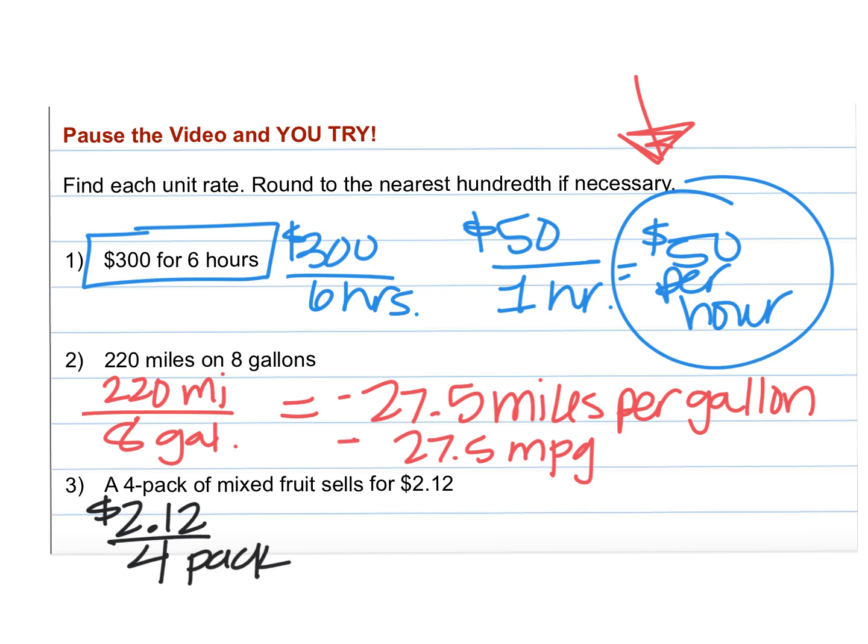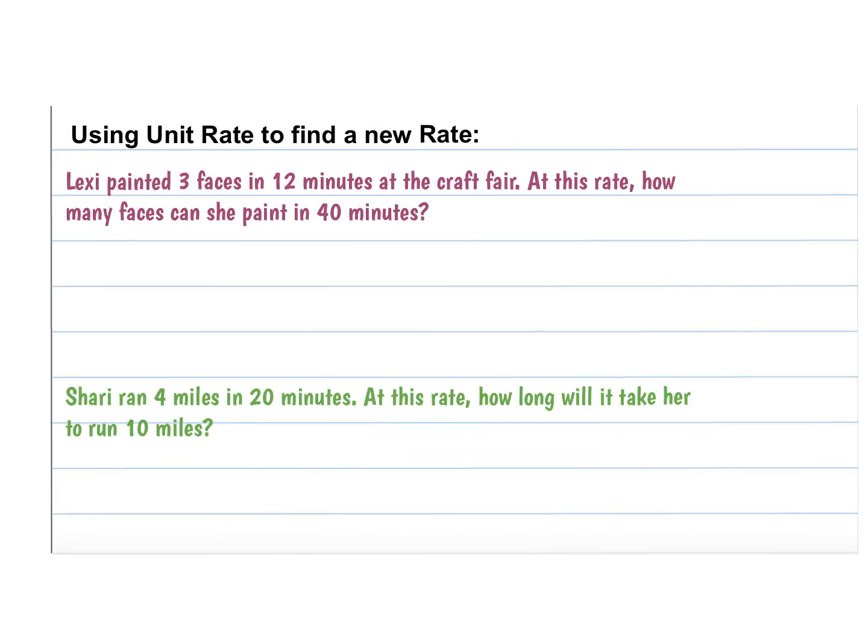So then I would do $2.12 divided by 4, and that would give me 53 cents, and it's a 4-pack, so 53 cents per pack. We can also use unit rates to find a new rate.